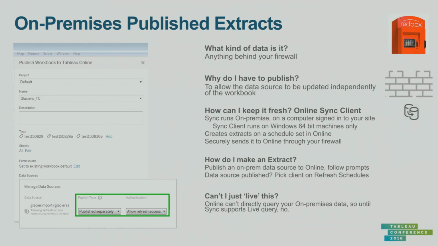So for online, we actually have a utility that you can use to keep extracts up to date. And it works by being on the inside of your firewall, creating the extract, and pushing the extract up to online in almost exactly the same way that you would do if you actually had an intern or somebody else just republishing manually on a regular basis, but more reliable. So what kind of data are these? It's any kind of data back behind your firewall.